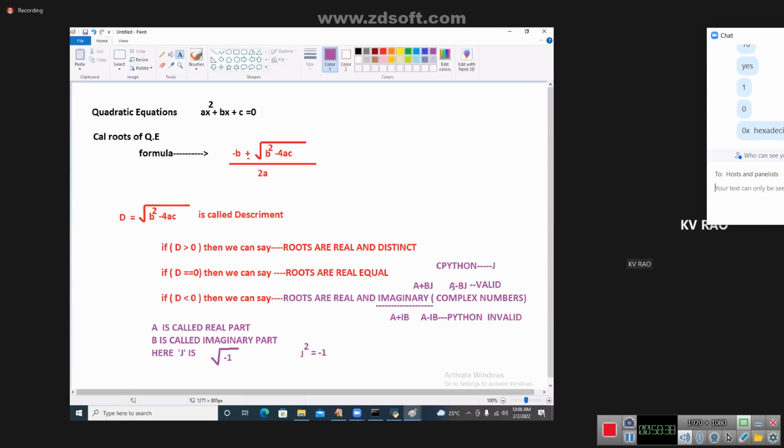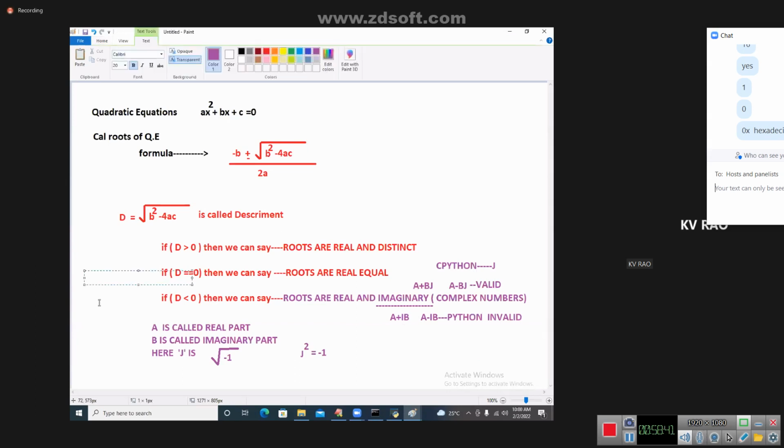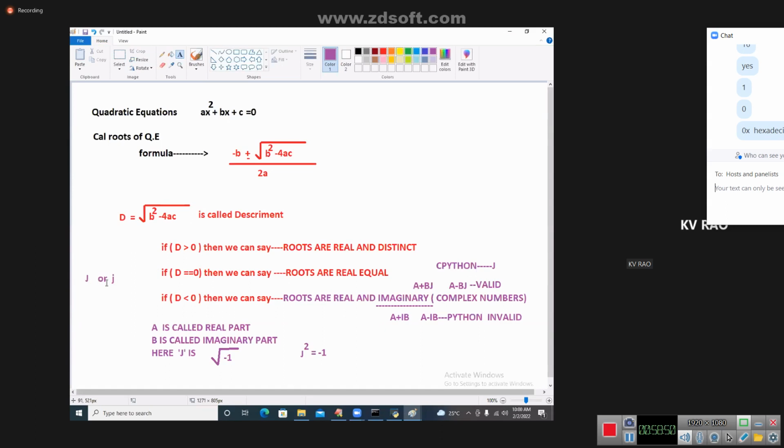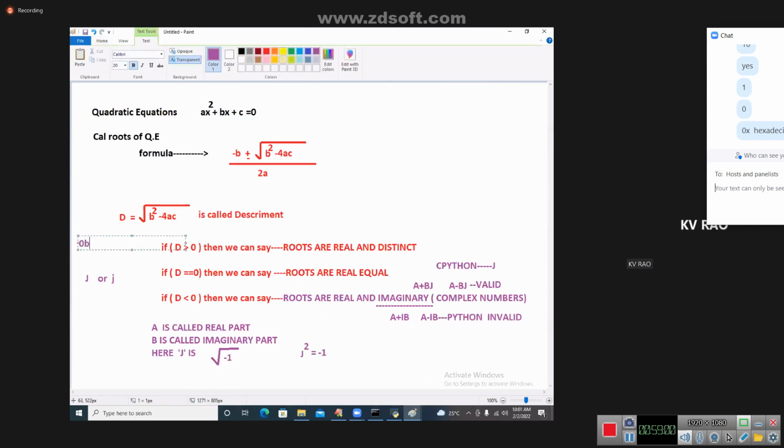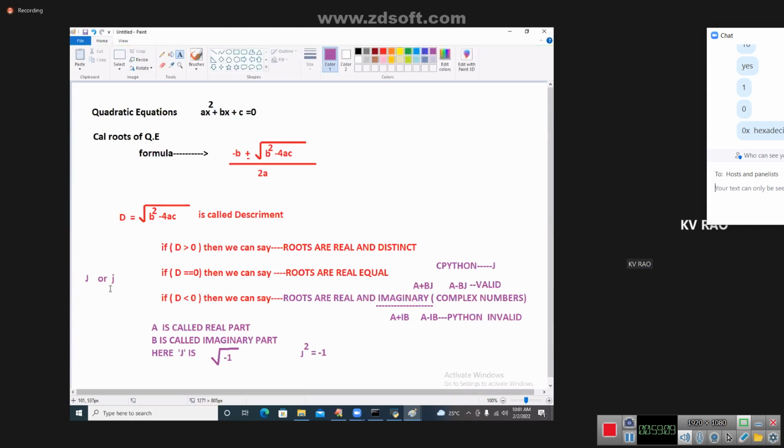One student is asking, sir, is j a capital J or a small j? That is also one question. Now see, students, it is a number, it is a value. Just now, yesterday only we told you 0b and 0B, both of them are the same. Like that, capital J and small j, try to take the small j always.